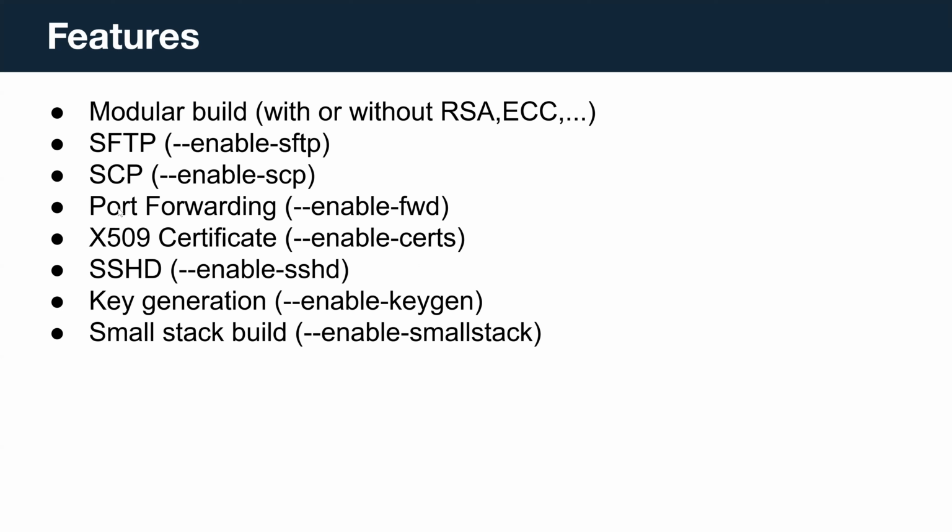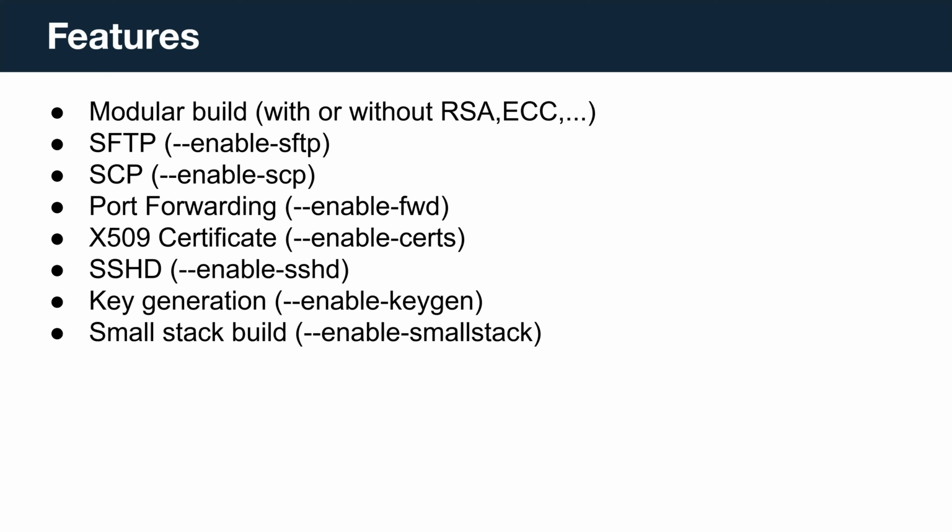Some of the features that wolfSSH has is its modular build. This lends itself well to resource-constrained or embedded devices where you can trim out the RSA operations and only have ECC, or vice versa, just have RSA operations and no ECC operations. As mentioned before, it has SFTP, SCP implementations. It also has port forwarding, X509 certificate support. This is nice to be able to verify a connection using a certificate chain.